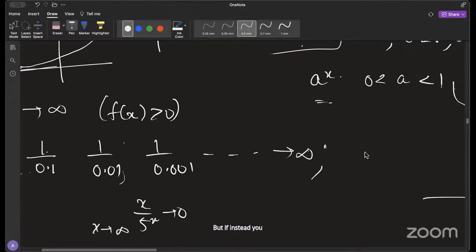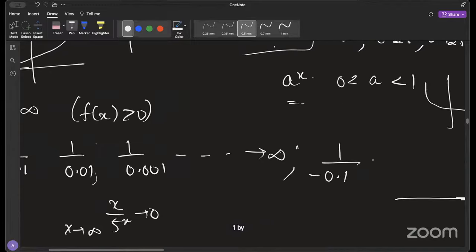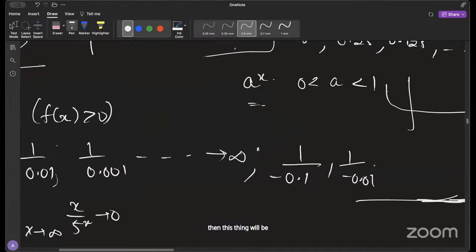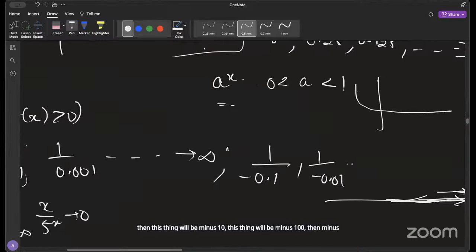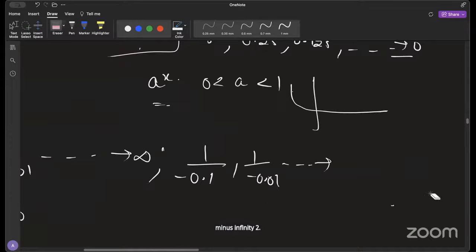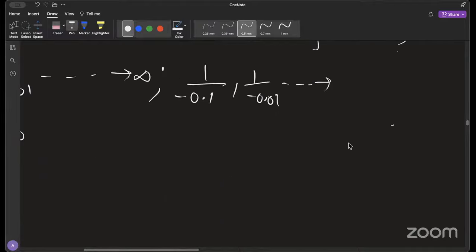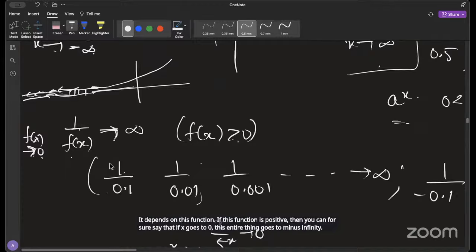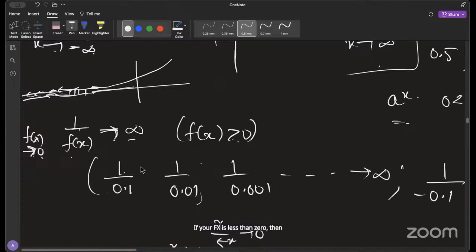But if instead you have 1 by minus 0.1, then 1 by minus 0.01, this thing will be minus 10, this will be minus 100, then minus 1000. So this entire thing will go to minus infinity. So it depends on this function. If this function is positive, then you can for sure say that if f(x) goes to 0, this entire thing goes to plus infinity. If your f(x) is less than 0, then minus infinity.